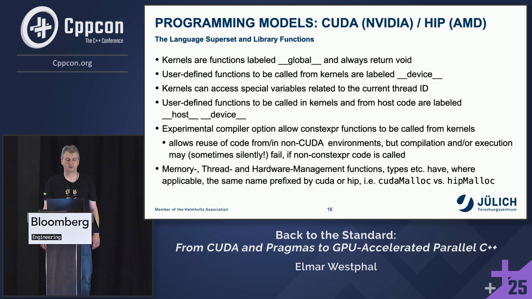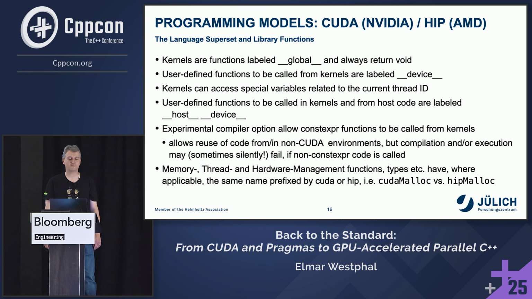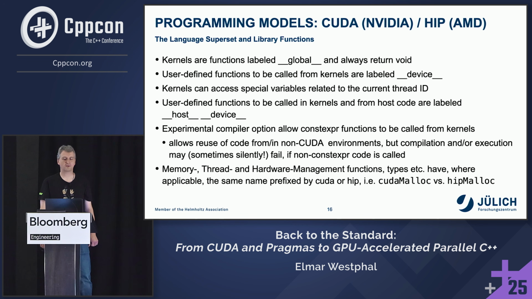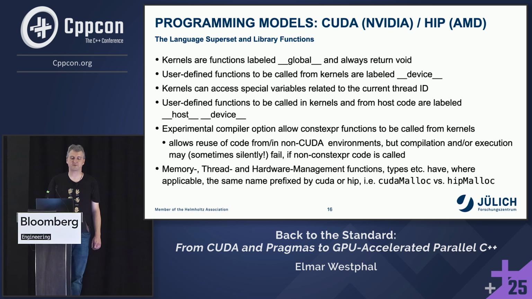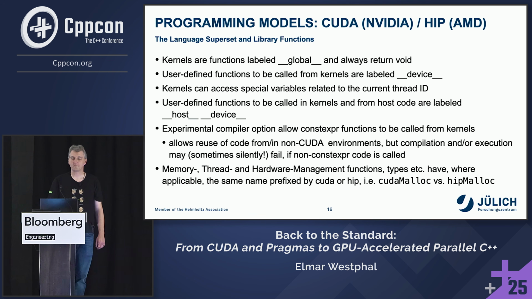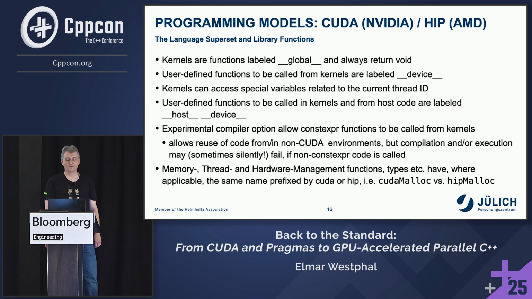So within these examples, or for these extensions, kernels are labeled global functions. And stuff that should be called from the kernels needs to be labeled as a device function. There are also some specialized variables thrown in at runtime that you can use to, for instance, calculate the threads that you're currently running. And if you want functions to be available from the host and the device, you need to label them host and device. Oh yeah, host is the one missing, as opposed to device.